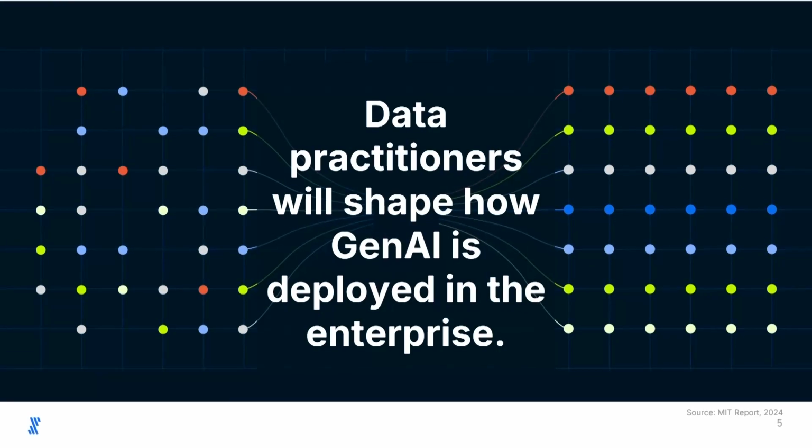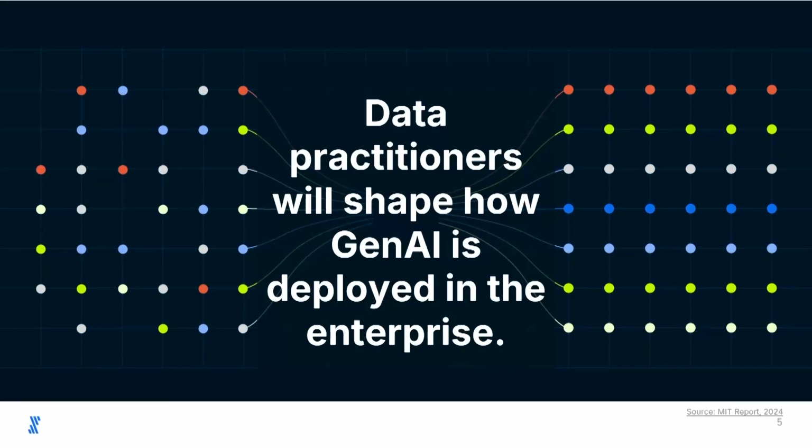So data practitioners, the people who are actually doing the data, have an immense amount of control because essentially they're the ones responsible for the care and feeding of these data pipelines. And the work they do is sort of the shoulders that Gen AI is going to stand on moving forward.